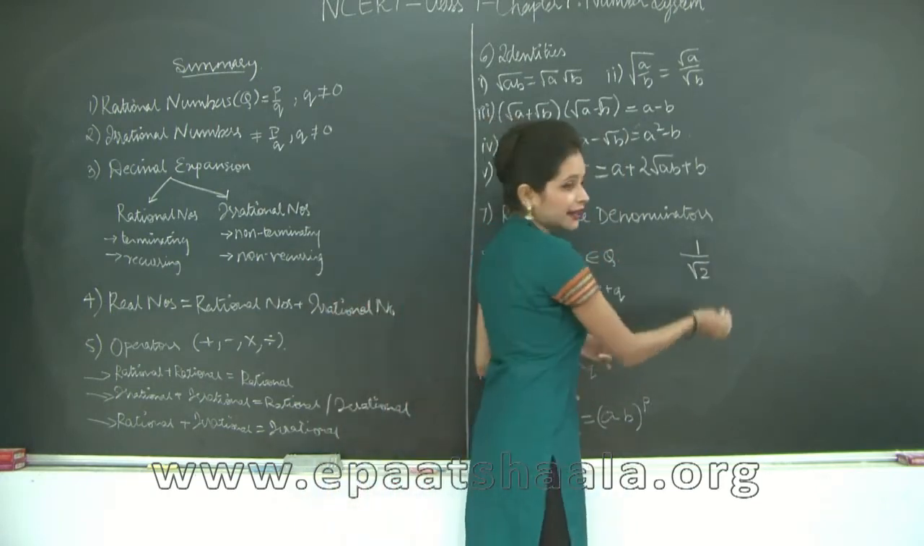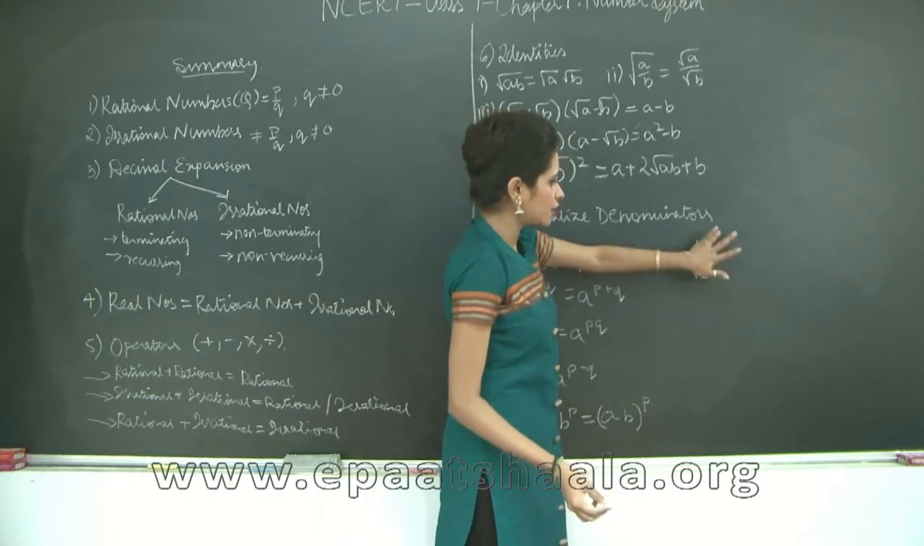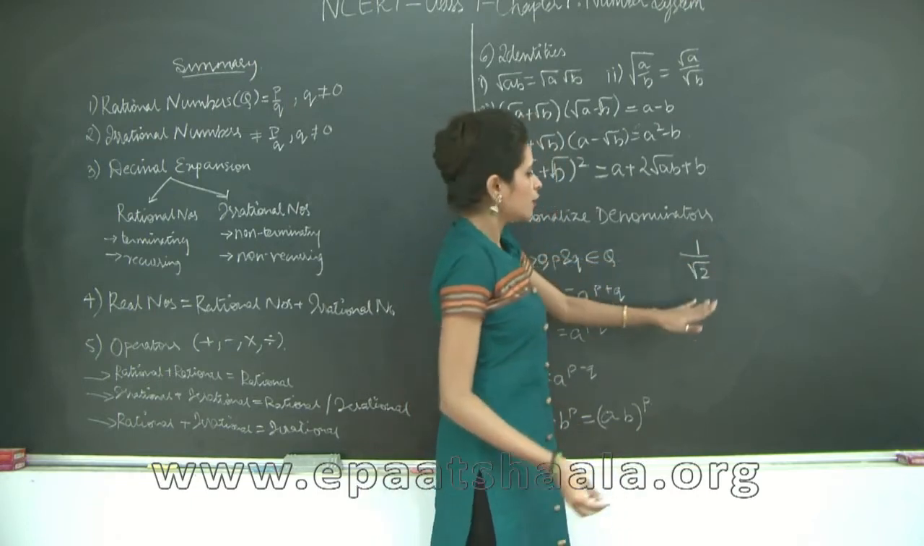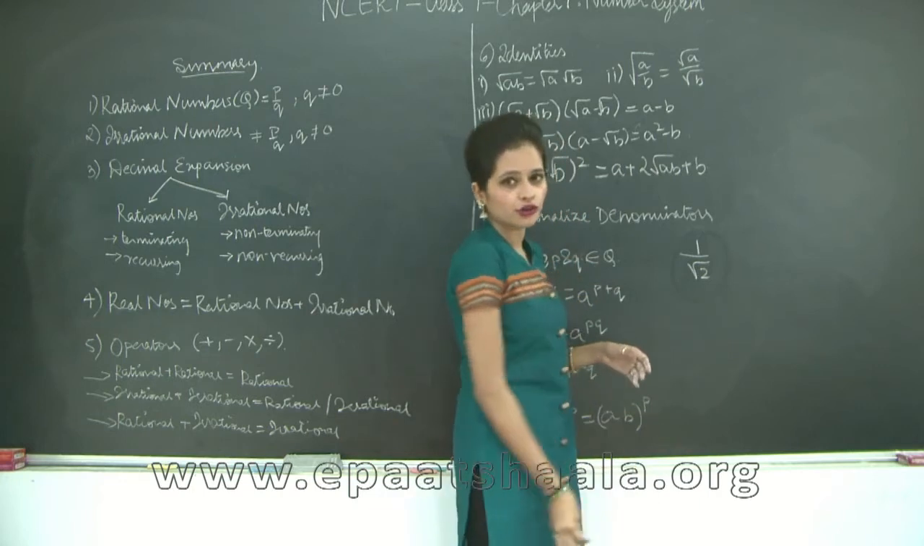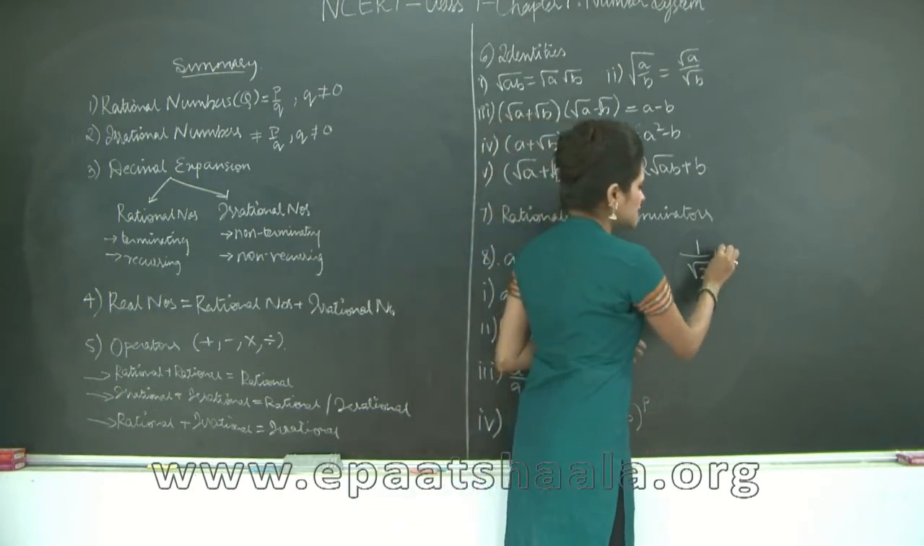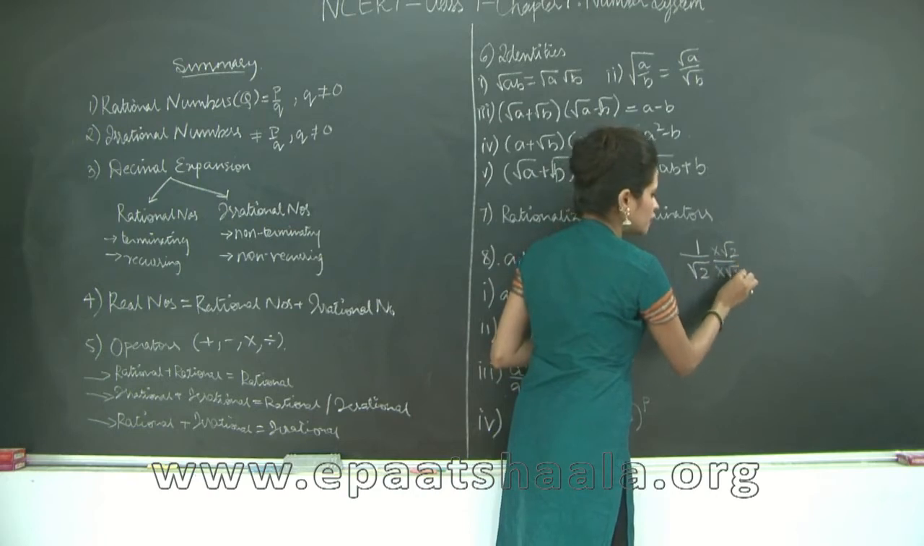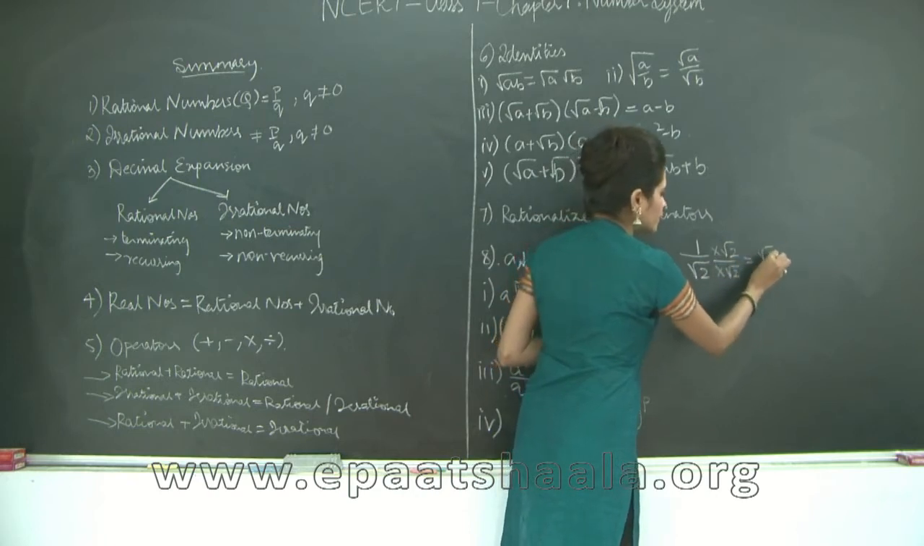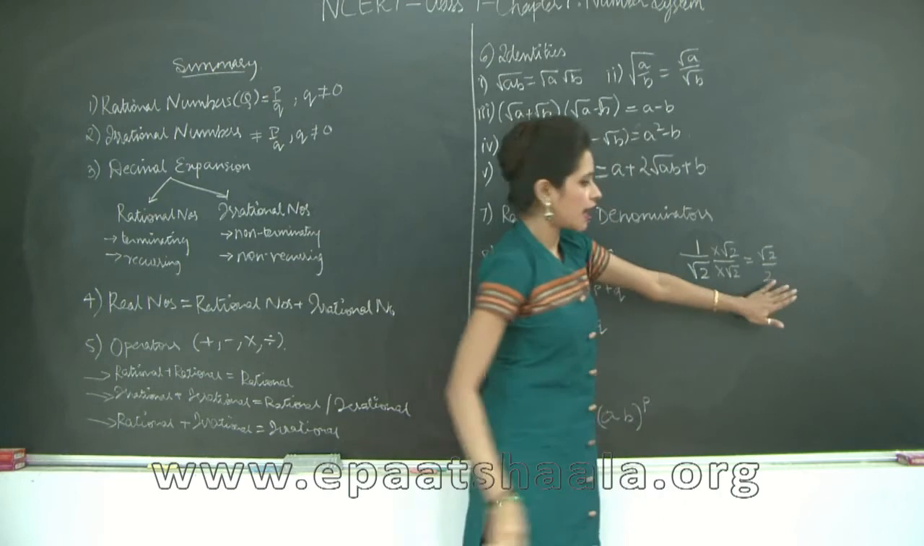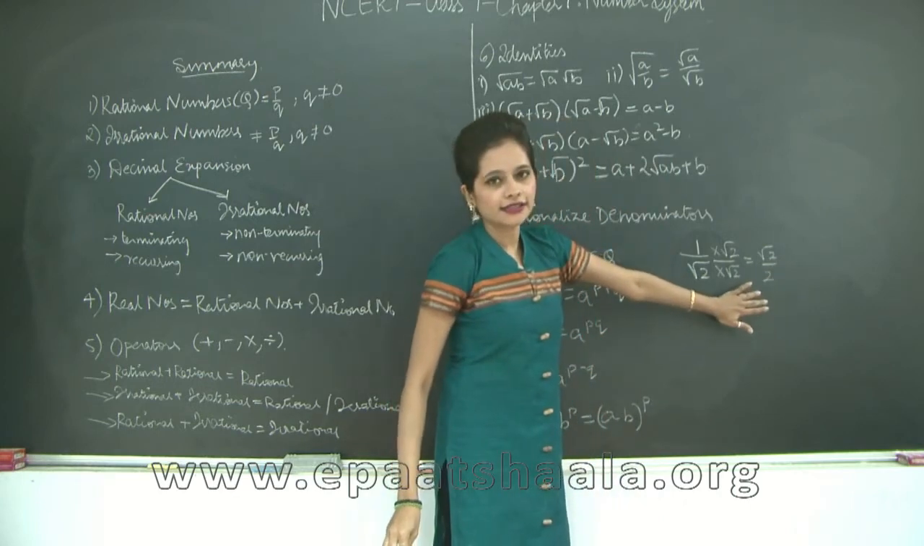Now, in order to make it rational, you are going to multiply and divide this entire term with its rational factor. So, the rational factor of root 2 is root 2. So, I will say multiply by root 2 in the numerator and multiply by root 2 in the denominator, which is going to be root 2 upon 2. So, here our 2 in the denominator is rational.